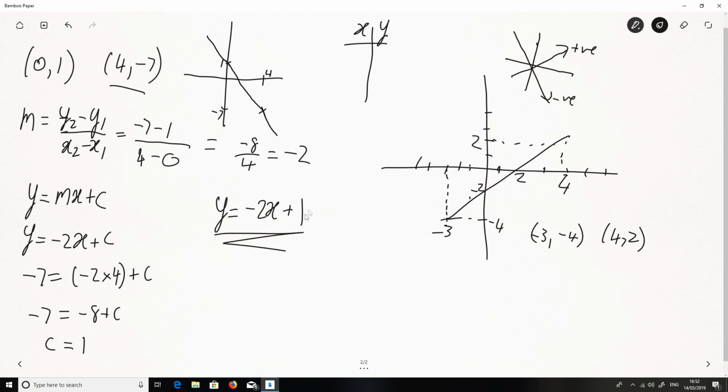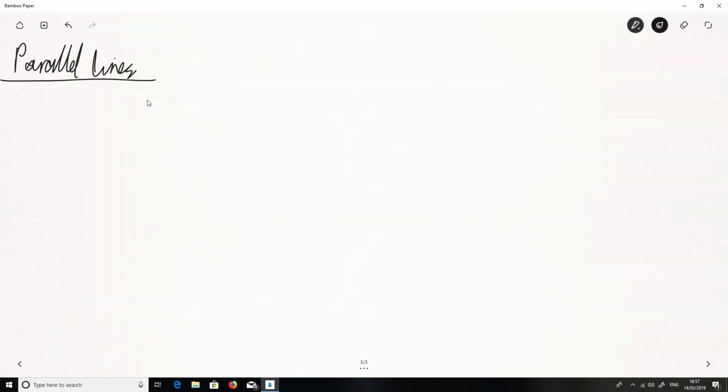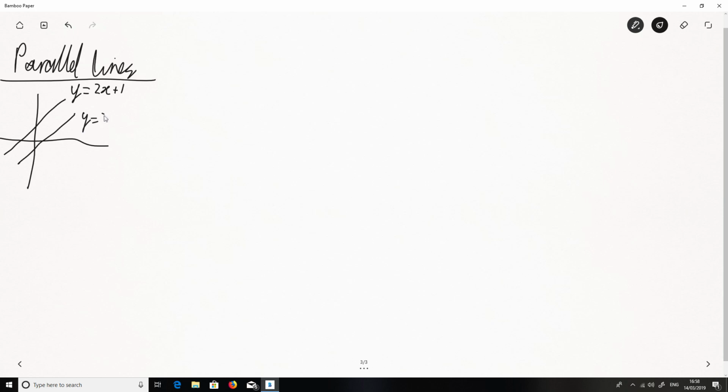So I will take you through a different example. This time I'm going to take you through an example with 2 parallel lines. If we're given a graph, and there's 2 lines plotted on the graph, and these 2 lines run parallel to each other, that helps us solve the equation of the graph very easily. So say for this top graph, we're given it has the equation y equals 2x plus 1. And we need to find the equation of this graph.